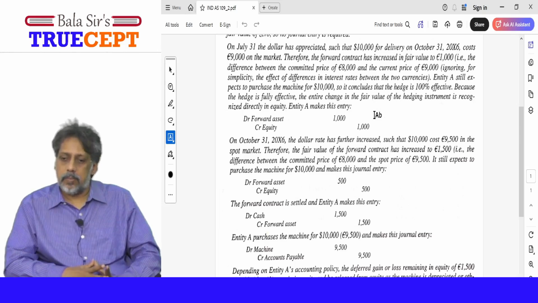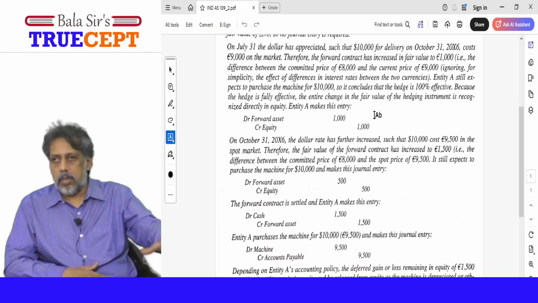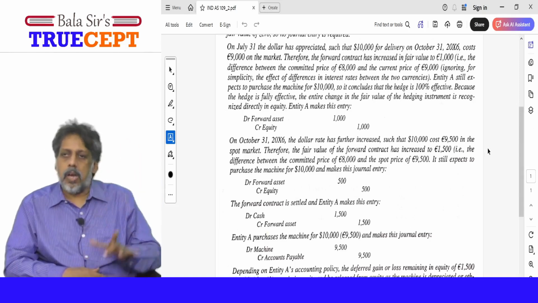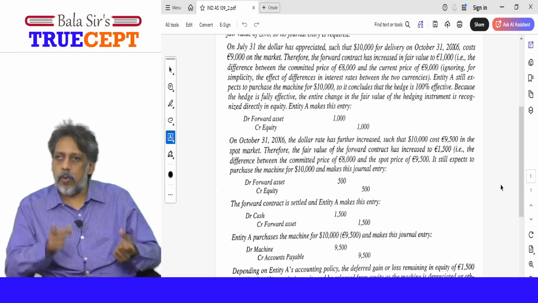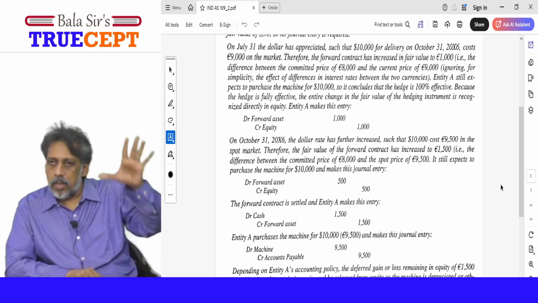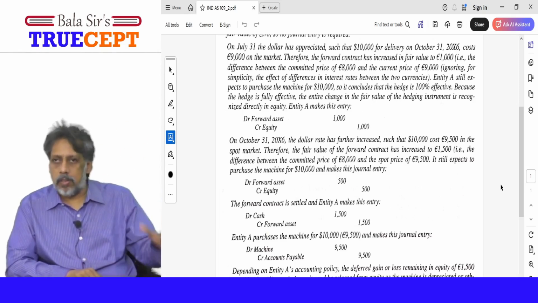Exactly. Because the hedge is fully effective, the entire change in fair value of the hedging instrument is recognized directly in equity. Therefore, entity A makes this entry: forward asset account debit 1,000 and credit equity 1,000. You can also write other comprehensive income - cash flow hedge reserve. Is that fine? And that is an amount of 1,000 euro as on that date.